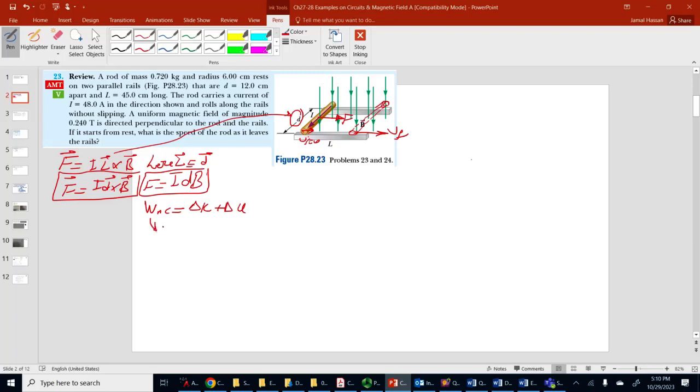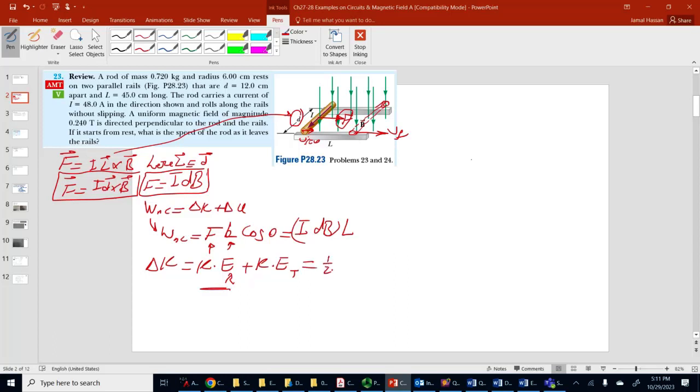Okay. So the work done by the non-conservative force is simply the work done by the magnetic force, which equals force multiplied by the distance L, multiplied by the cosine of the angle between displacement and F, in this case cosine 0. So basically it's equal to FL, and F is IdB, so it's IdB multiplied by L. Delta K is equal to the rotational kinetic energy plus the translational kinetic energy. We have done this in Physics 1.